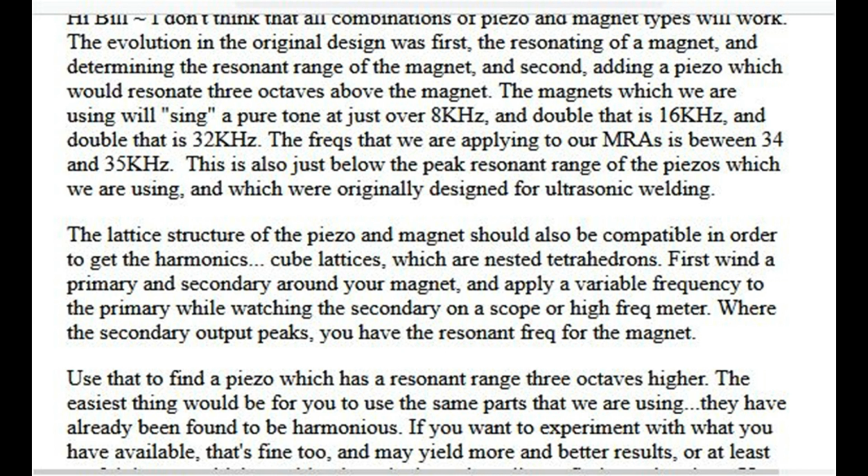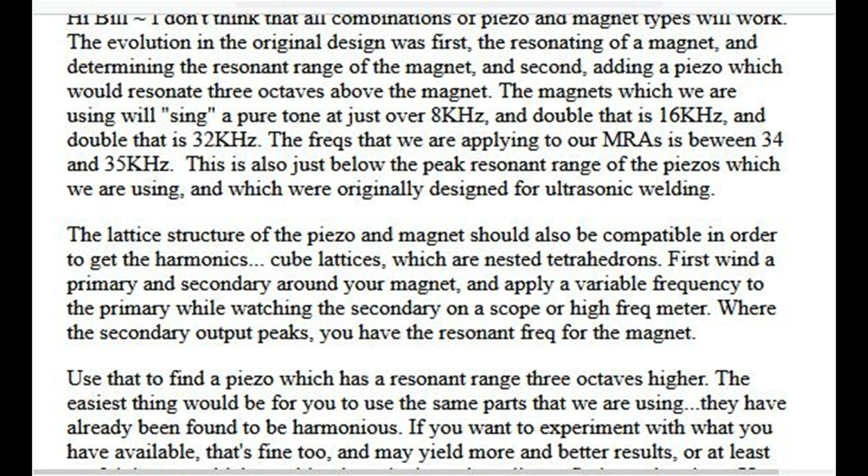First wind a primary and secondary around your magnet, and apply a variable frequency to the primary while watching the secondary on a scope or high frequency meter. Where the secondary output peaks, you have the resonant frequency for the magnet. Use that to find a piezo which has a resonant range 3 octaves higher. The easiest thing would be for you to use the same parts that we are using. They have already been found to be harmonious.